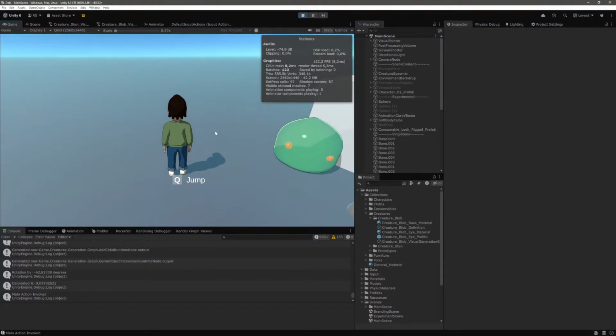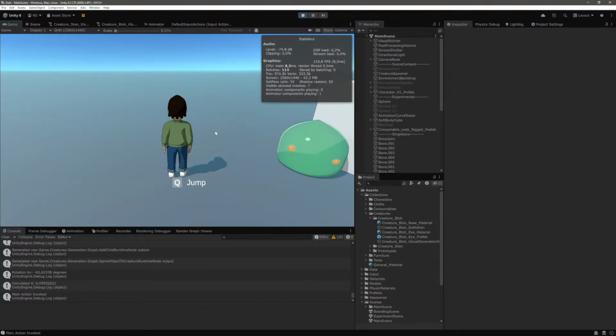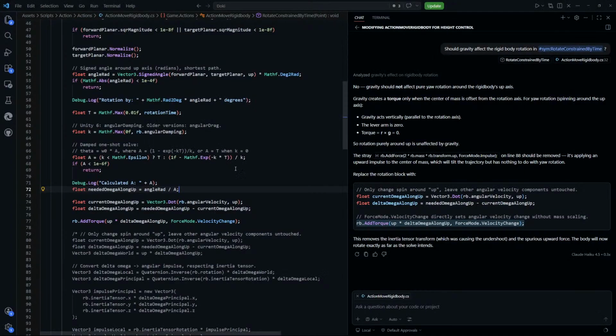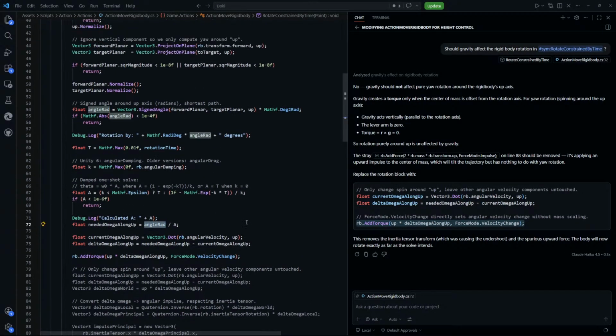0.099. How does that make sense? Oh yeah, okay. 0.099. So we're pretty much gonna make this one 10 times bigger.